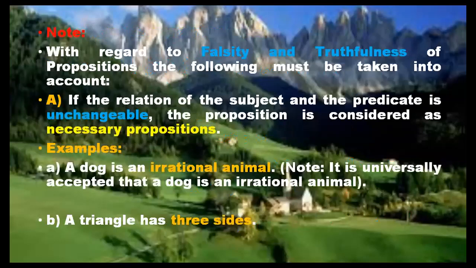Note, with regard to falsity and truthfulness of propositions, the following must be taken into account. If the relation of the subject and predicate is unchangeable, the proposition is considered necessary. So, this is really mandatory. For example, a triangle has three sides. The three sides are necessary, because if it has four sides, it is not a triangle. It is a square, or if the sides are five, it is a pentagon.